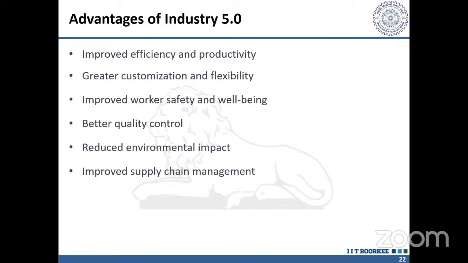Next is the improved supply chain management. So Industry 5.0 also enables manufacturers to use real-time data analytics to monitor and optimize their supply chains, improving efficiency and reducing cost. For example, Walmart in the US uses real-time data analytics to optimize its supply chain and reduce waste. This allows manufacturers to respond more quickly to changing market demands and also disruptions like the COVID-19 pandemic.